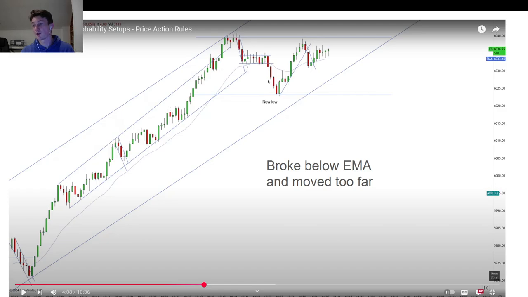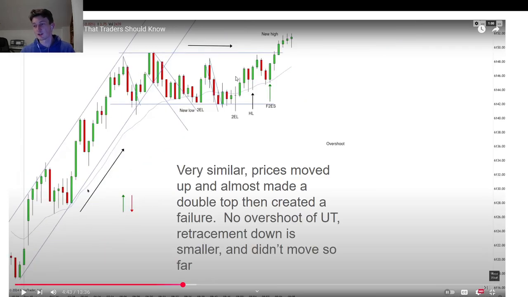This is a really strong push down with a big, strong bearish bar that pushes through the EMA. And you can see here prices don't push through the EMA, and there are wicks on the downside. It's not nearly as strong of a push down there. We also didn't move so far. So in this case, it kind of looks like prices are moving sideways but up.